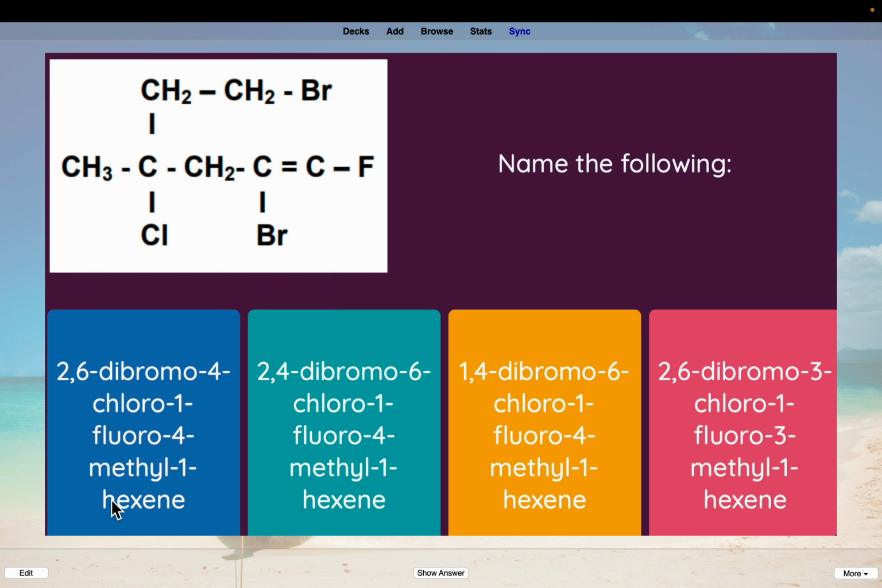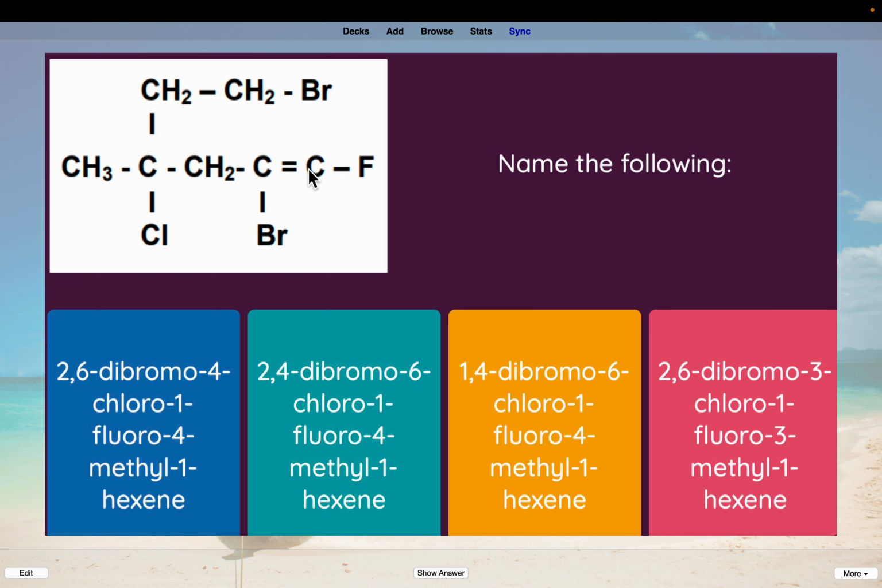So let's look at the last word: hexene. Everyone has hexene. One hexene, because in the first carbon we have the double bond. So that's supposed to say 1-hexene. Two, dibromo. As you can see, we have two bromine atoms. One is at the very last part of the parent chain, and one is in the second carbon.